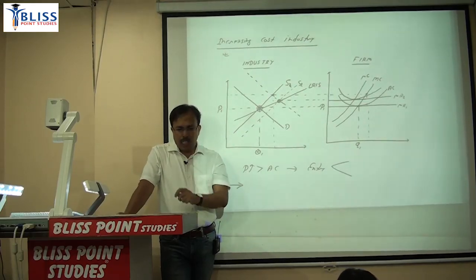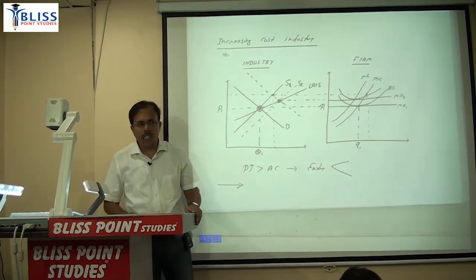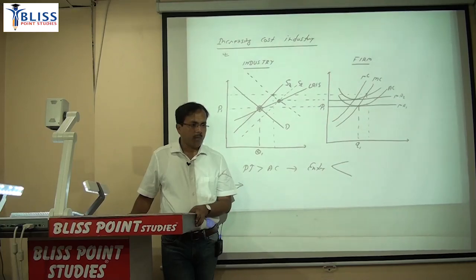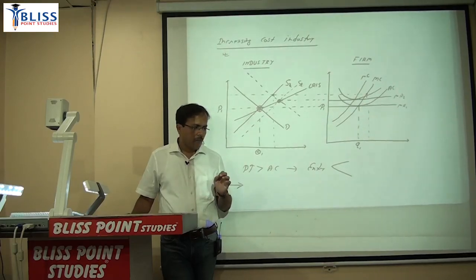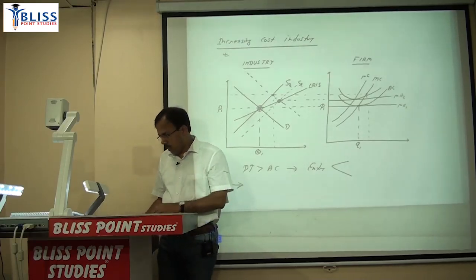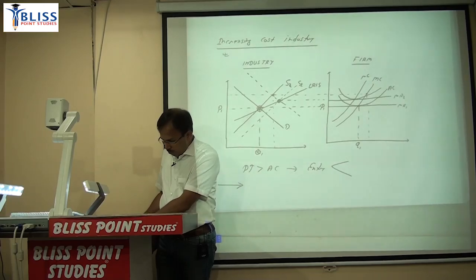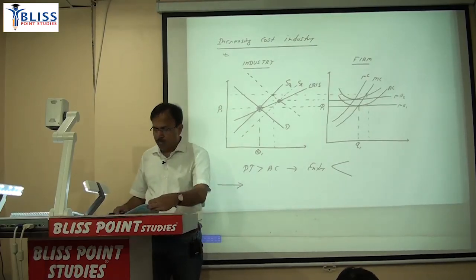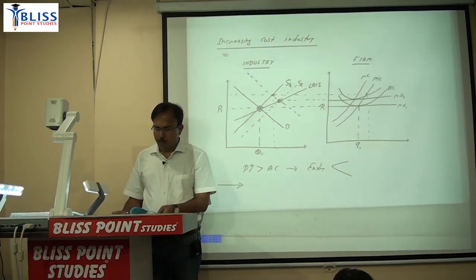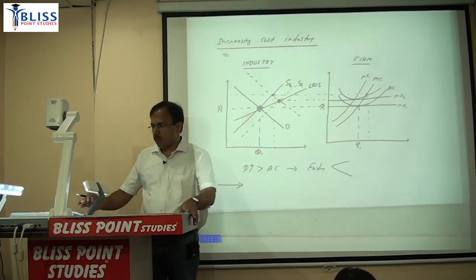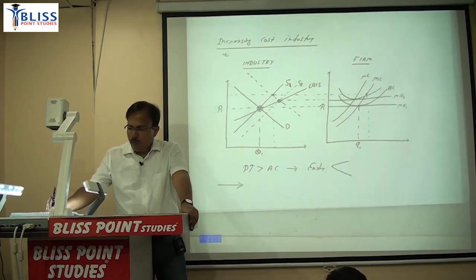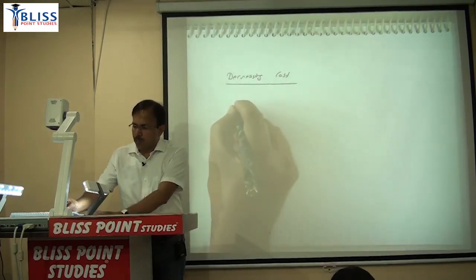Therefore, in a decreasing cost industry, the long run supply curve is negatively sloped, indicating that more output can be supplied at a lower price. ठीक है, ऐसे ग्राफ से शो कर दीजिए. डिक्रीजिंग कॉस्ट इंडस्ट्री में फाइनल डायग्राम.